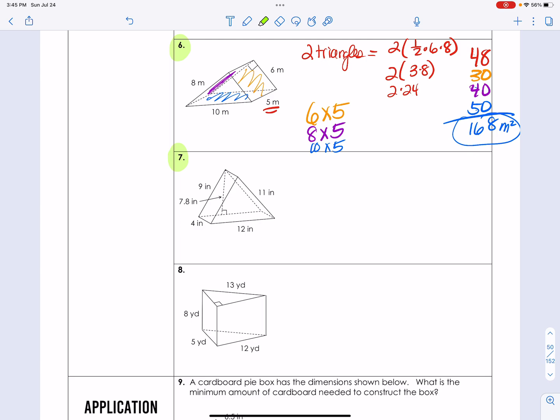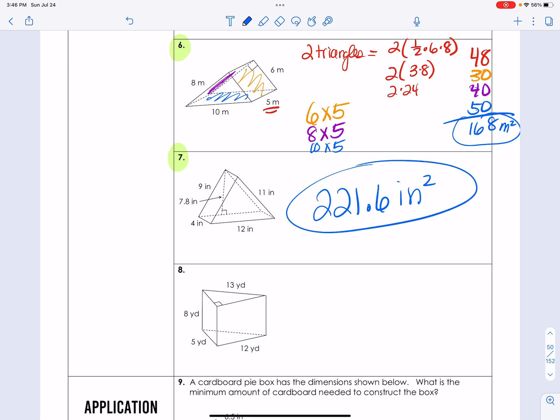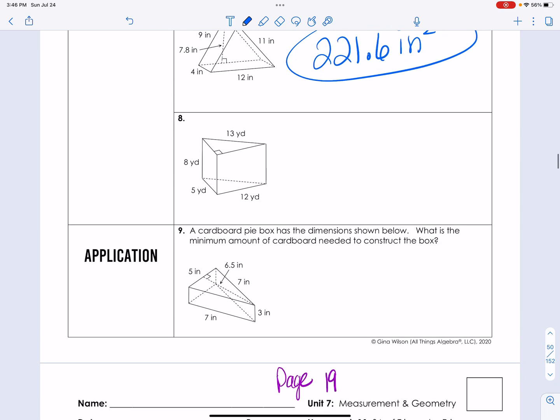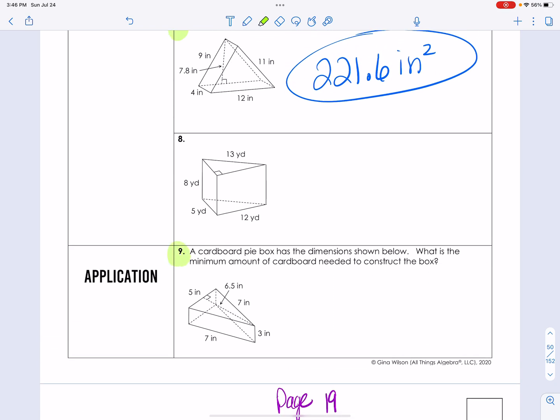Okay, the answer for number 7, I'm just going to write it down. If you miss it, get a hold of me and I'll work it for you. But it's 221.6 inches squared. And I'm okay if you use a calculator. Okay. I would like you to pause the video and do number 9. The answer on number 9 is 89.5 inches squared.